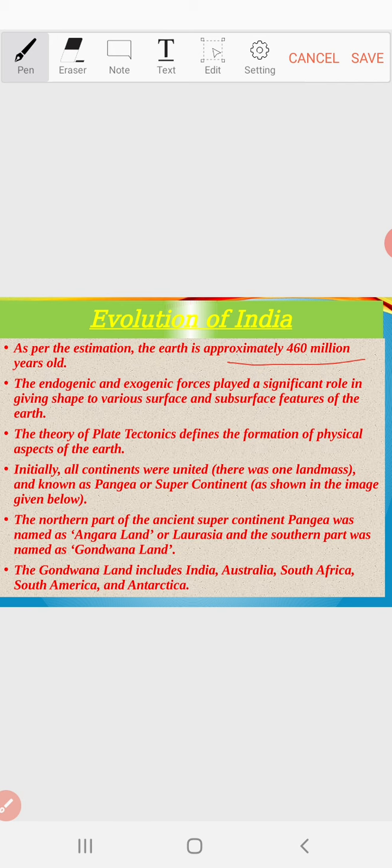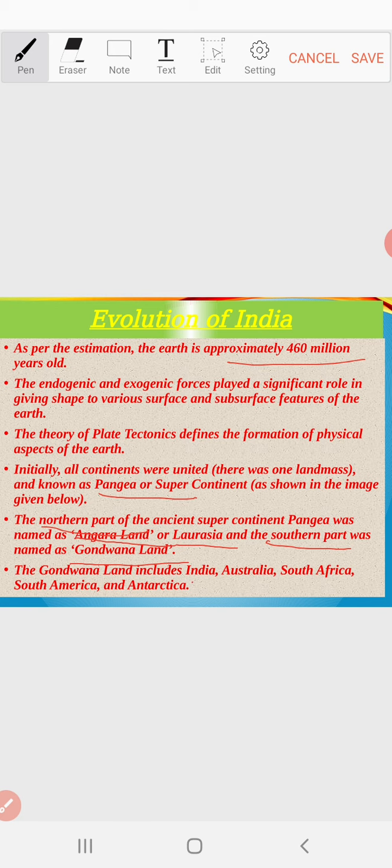Now, what are those two forces that I discussed? Endogenic and exogenic. Now, what is that one united landmass named as? It was named as Pangaea. Now Pangaea split up into Angara land or Laurasia, which is the present northern part, and Gondwana land, which is the present southern part. That means the southern hemisphere and the northern hemisphere.